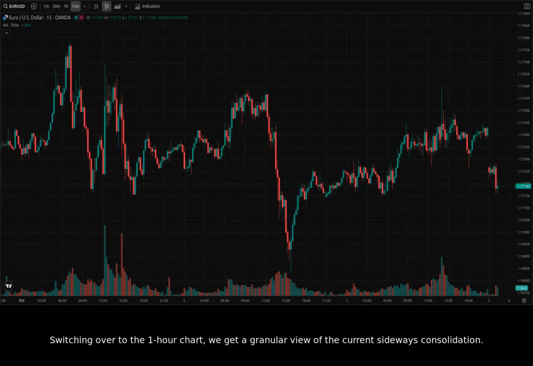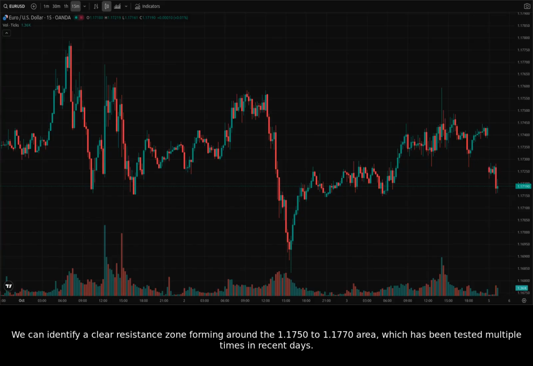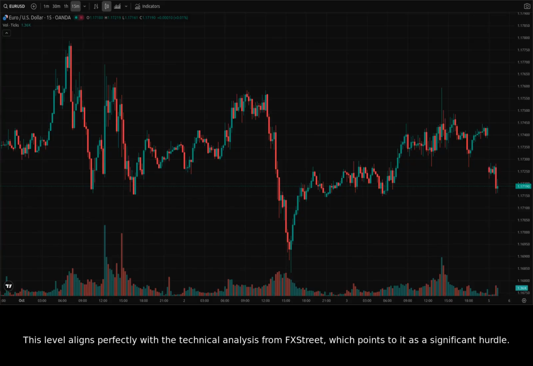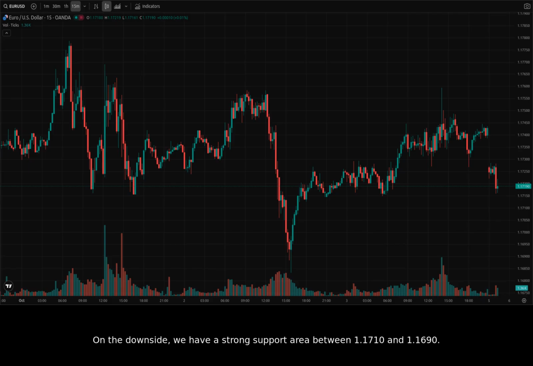Switching over to the 1-hour chart, we get a granular view of the current sideways consolidation. This is where the battle lines for the short term are drawn. We can identify a clear resistance zone forming around the 1.1750 to 1.1770 area, which has been tested multiple times in recent days. This level aligns perfectly with the technical analysis from FX Street, which points to it as a significant hurdle. On the downside, we have a strong support area between 1.1710 and 1.1690. This zone has provided a floor for the price during recent dips.